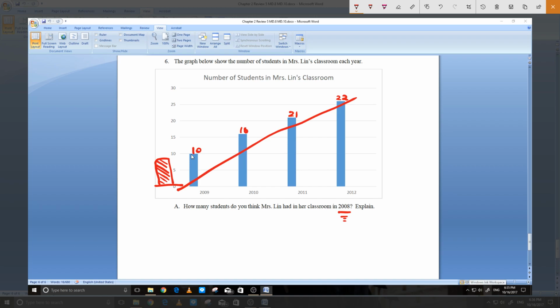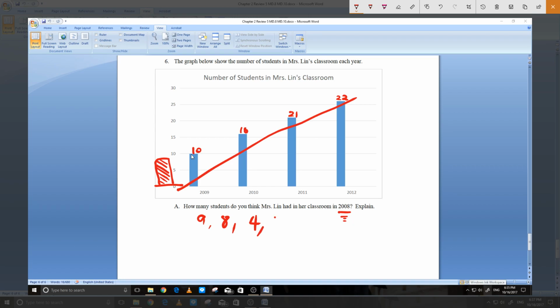Because in 2009 there were 10 kids. And each year after that, the number of students did increase. Therefore, in 2008, I would predict that the number of students was less than 10. So pick any number that was less than 10. Let's say 9. That would work. 8. That's still less than 10, right? Because I think it should be here somewhere, the bar. Even 4. That would work. That's less than 10.